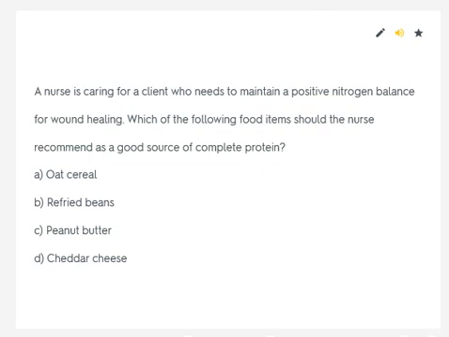A nurse is caring for a client who needs to maintain a positive nitrogen balance for wound healing. Which of the following food items should the nurse recommend as a good source of complete protein? A. Oat cereal. B. Refried beans. C. Peanut butter. D. Cheddar cheese. D. Cheddar cheese.